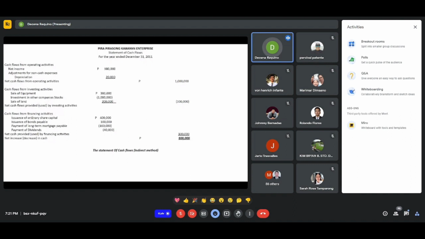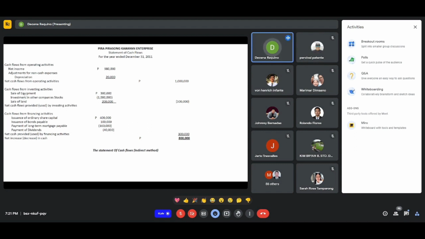Ito yung sample ng statement of cash flows. From operating activity, for example, meron kang net income na 980,000, i-add mo yung adjustment for non-cash expenses like yung depreciation, makukuha natin yung net cash flows from operating activities. So, pag in-add mo yan, 1 million.